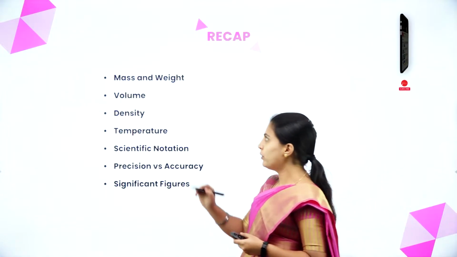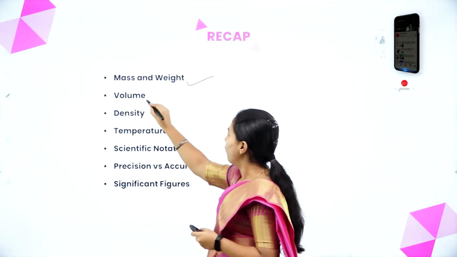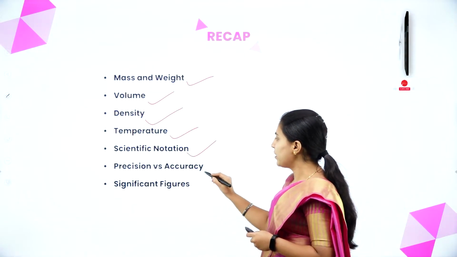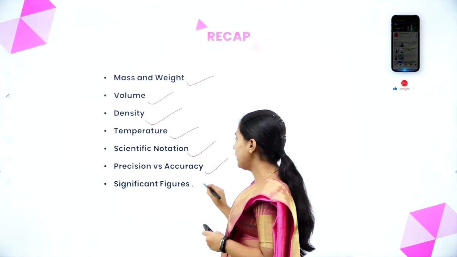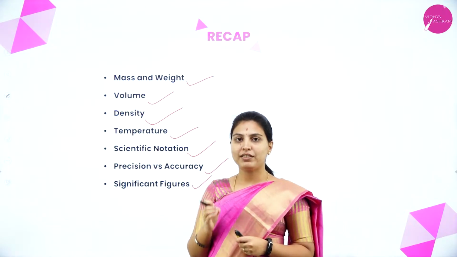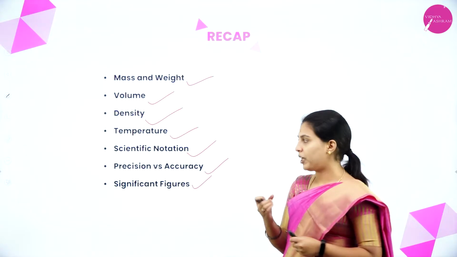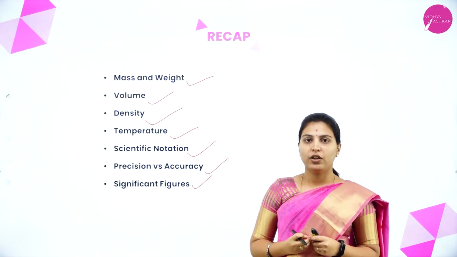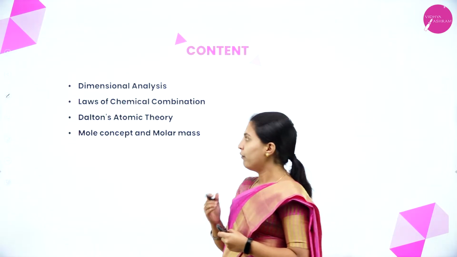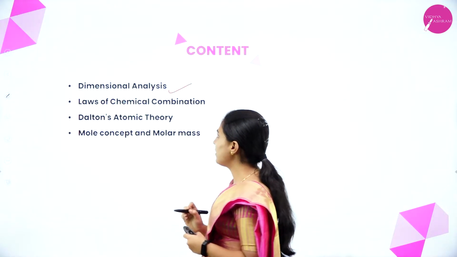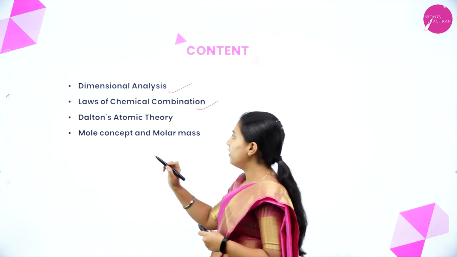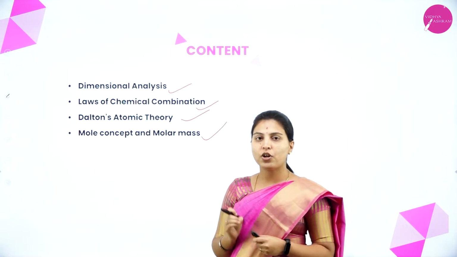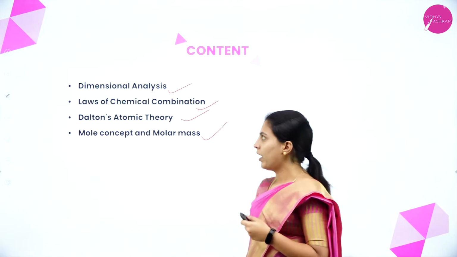We have discussed mass and weight, volume, density, temperature, scientific notation, precision versus accuracy and significant figures, along with the calculation part and how to calculate significant figures with their rules. In this session, we will discuss dimensional analysis, laws of chemical combinations, Dalton's atomic theory, the mole concept and molar mass. These are the concepts we are discussing today.